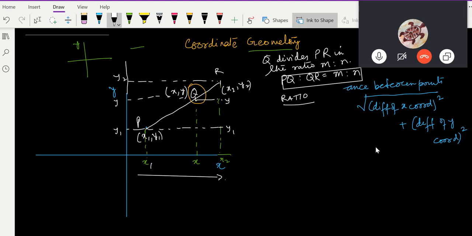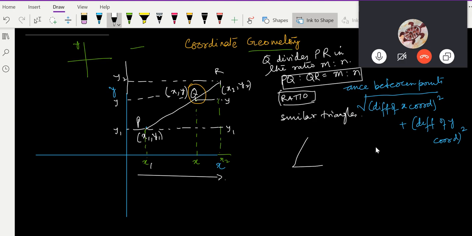PQ is to QR gives us M is to N. So the logic of dealing with ratio is to find out similar triangles. Have you done similar triangles in school? No. Okay, we should have done this before doing coordinates. Let me tell you this.